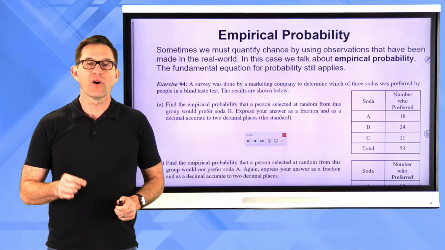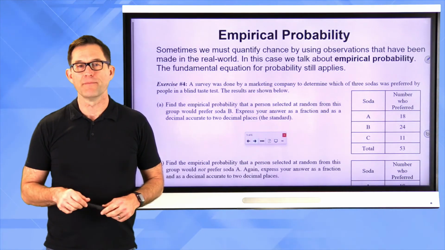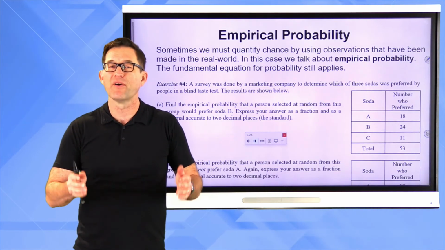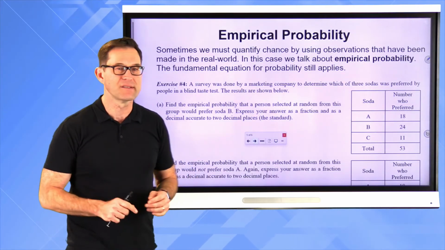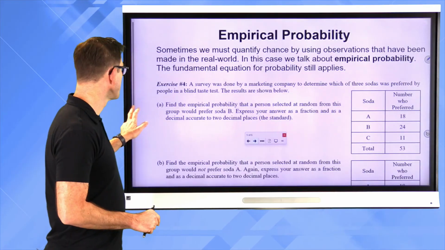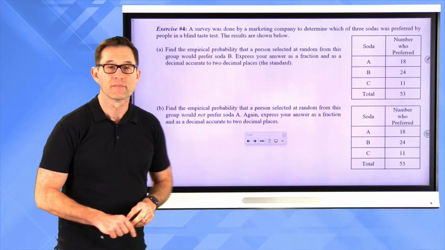In this case, we talk about empirical probability. The fundamental equation for probability still applies: N of E divided by N of S. So let's take a look at exercise number 4.